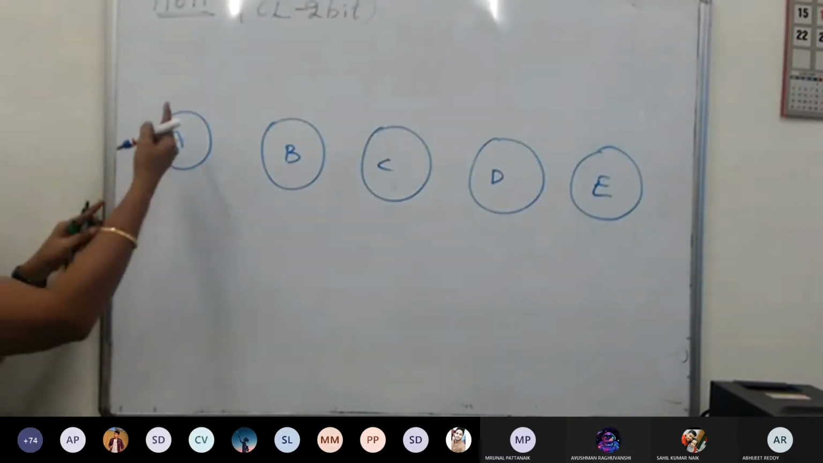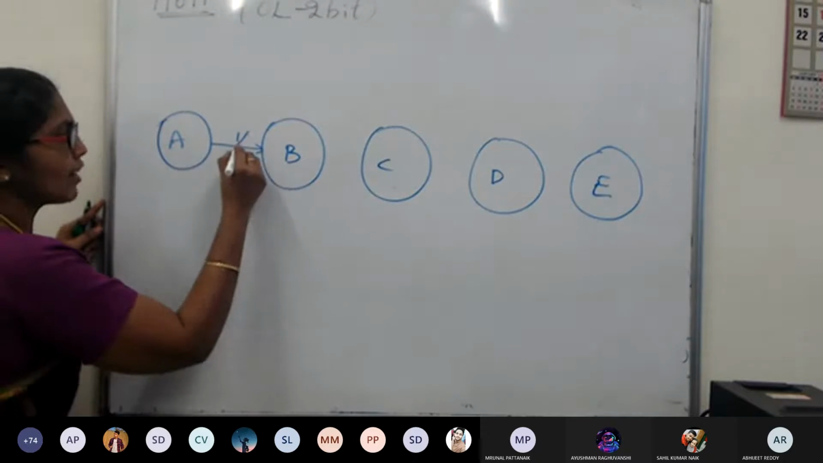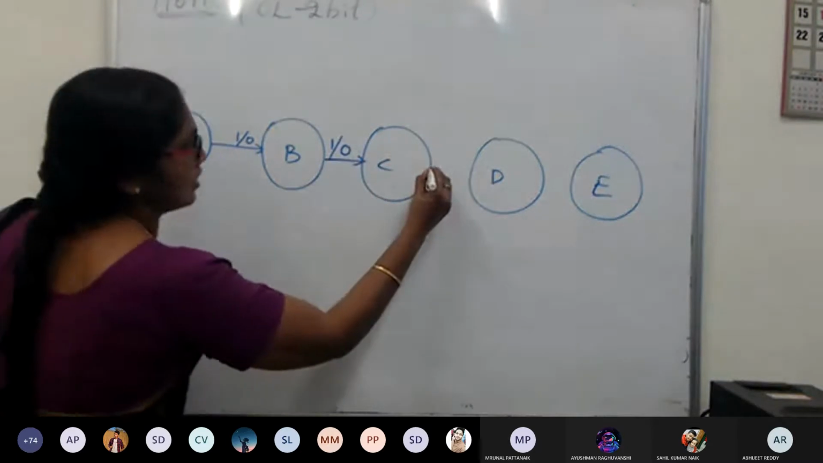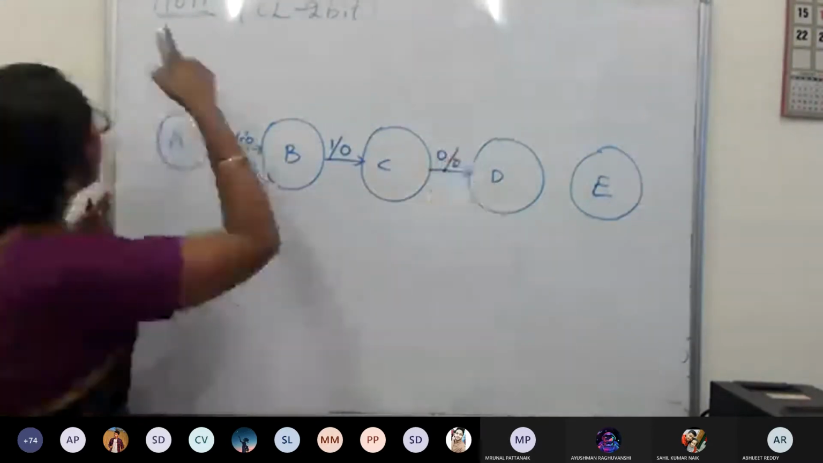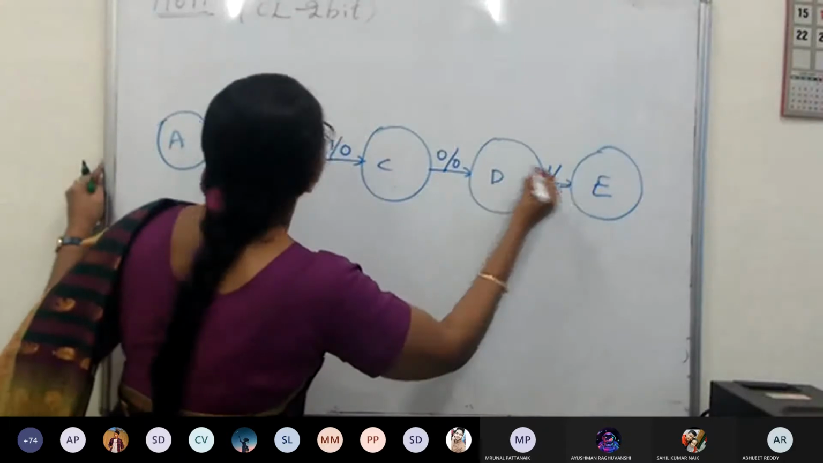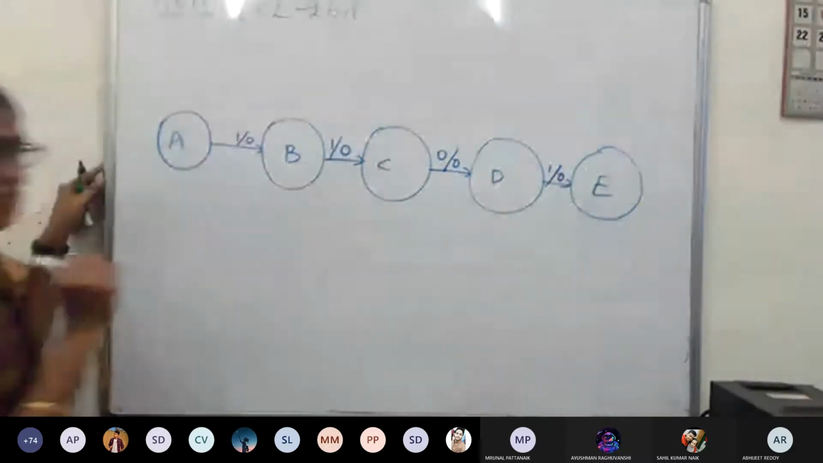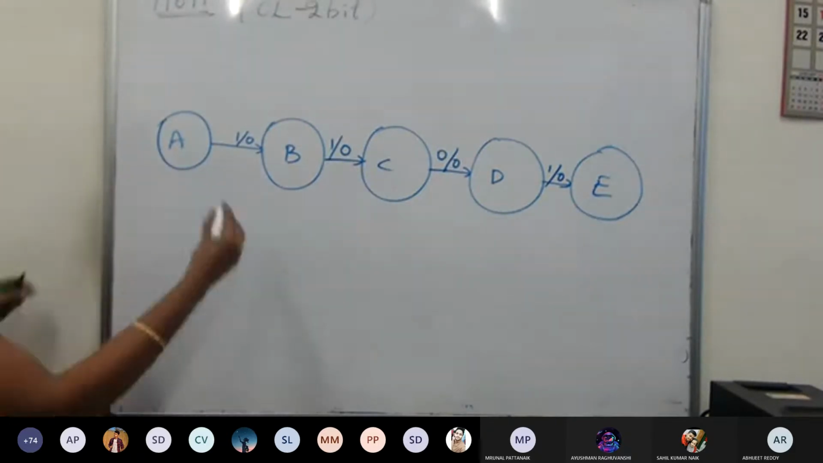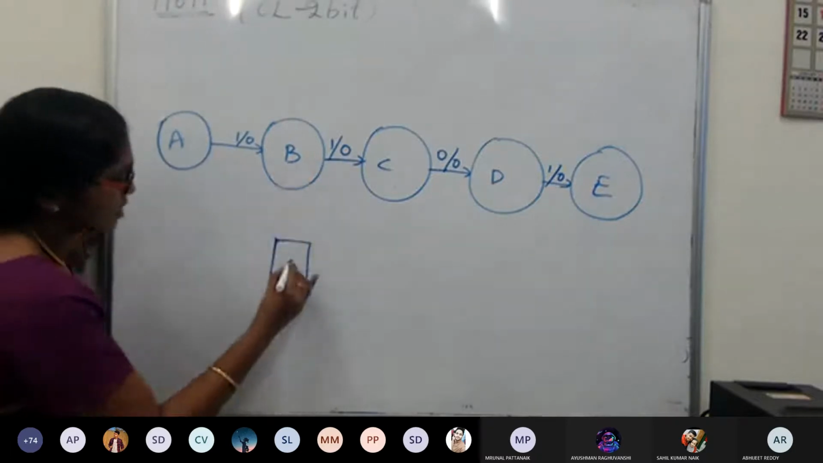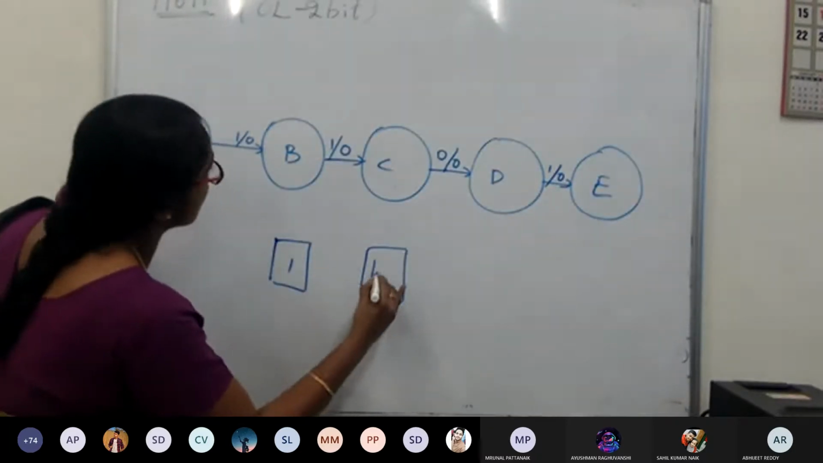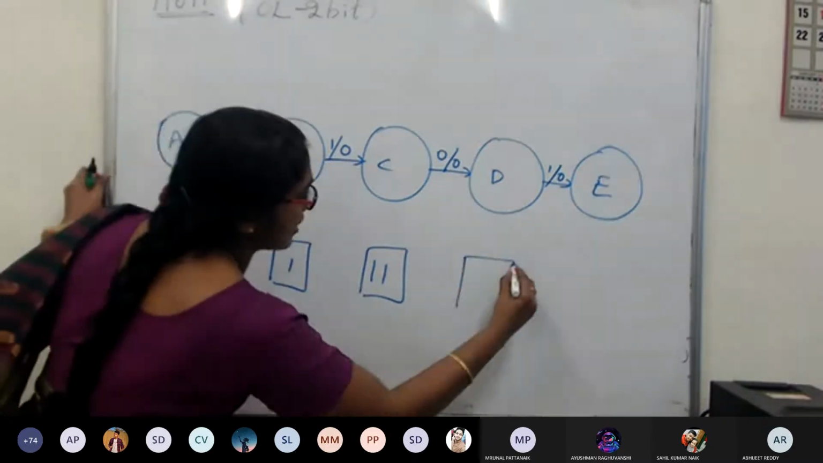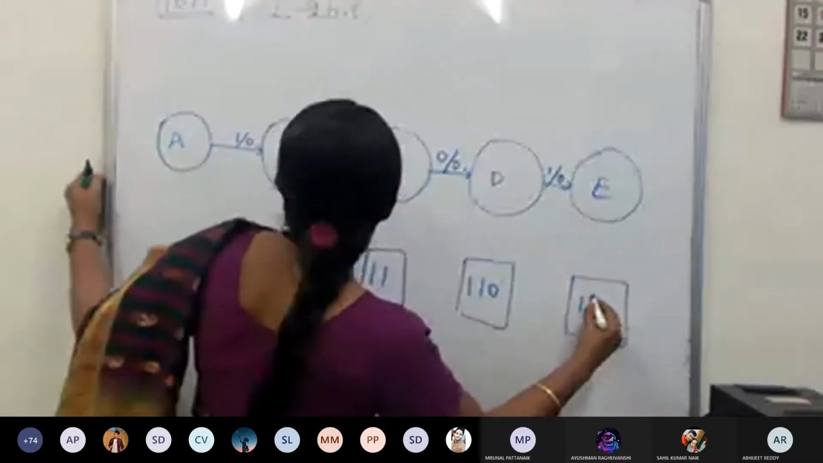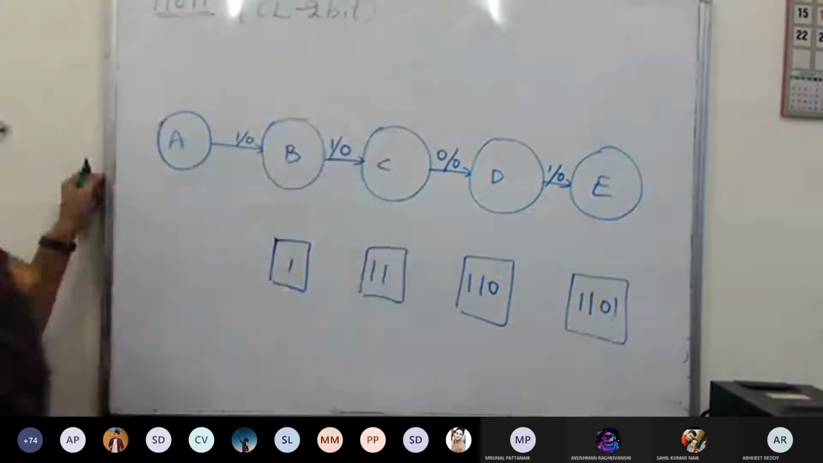Quickly, this is the initial state. I will only entertain the forward path. So 1, then 0, then 1. Output is 0. Last bit decision we will take later. B is in state 1. C is in state 1, 1. D is in state 1, 1, 0. E is in state 1, 1, 0, 1.